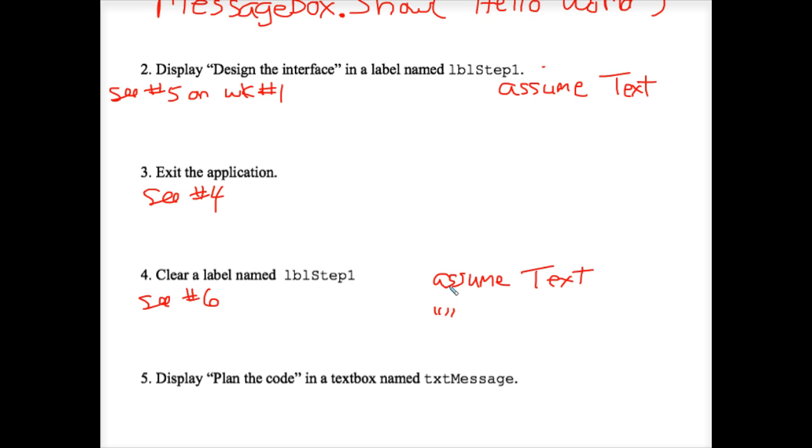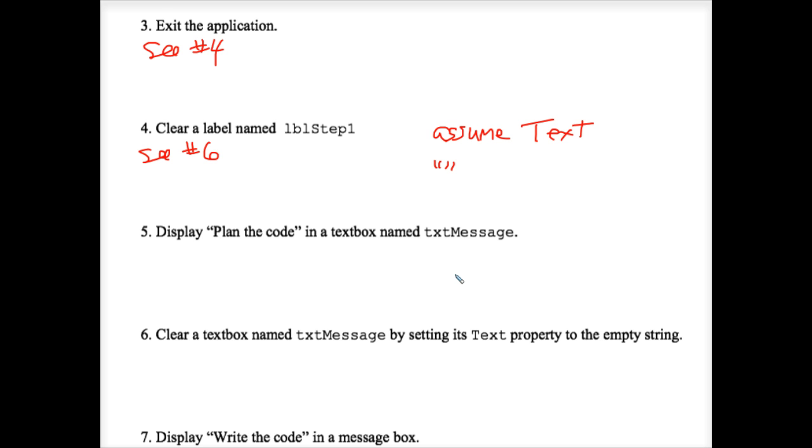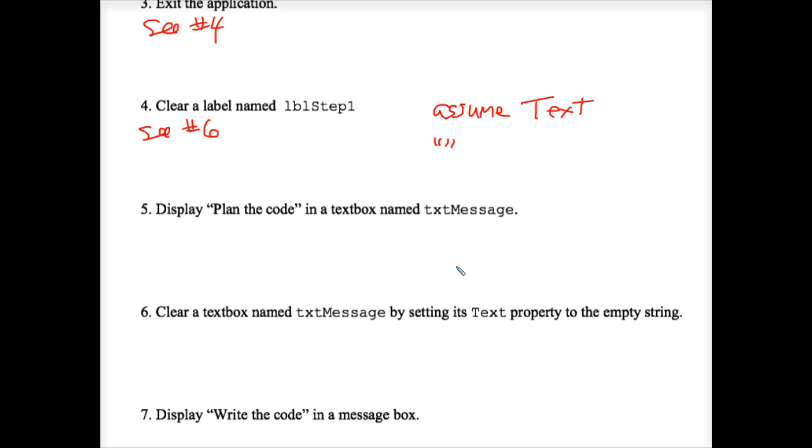Number 5 on tonight's worksheet. It is similar to number 5 on yesterday's worksheet with a twist. I will do this one for you. The object that's being mentioned here is TXT message, not a label, because LBL is a prefix that means labels and TXT means text boxes. But they're both rectangular things that contain text. That's how they work. So it's really no difference.